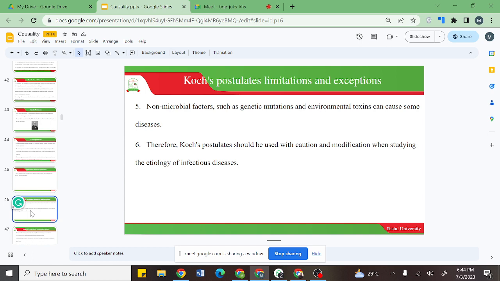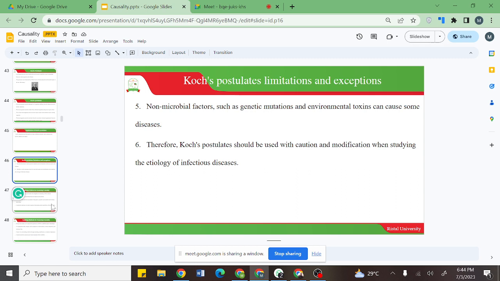It is very good at explaining diseases caused by microorganisms, but we cannot use his postulate to explain diseases caused by environmental toxins and also diseases caused by mutations, because we cannot culture them, we cannot isolate them and then be able to see. So we usually use it in infectious diseases only.